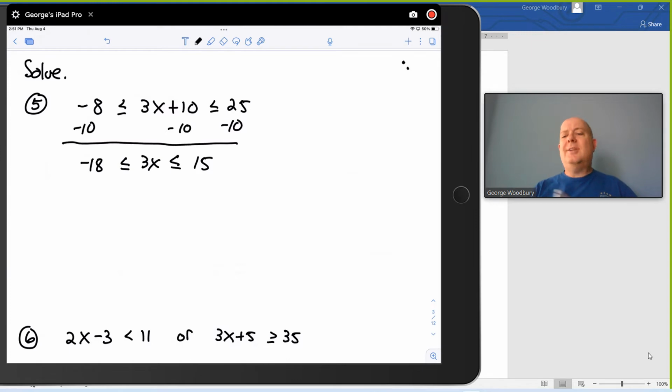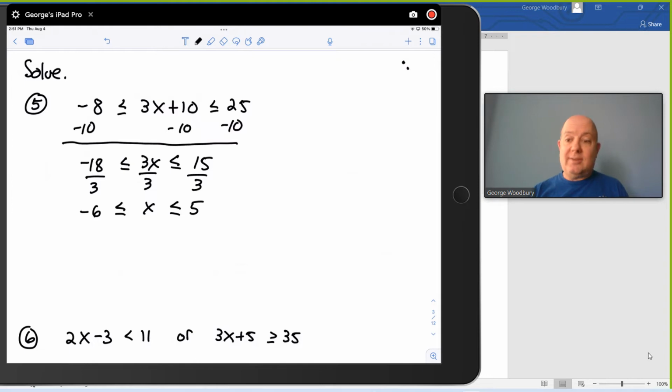And again, pretend like the negative 18 wasn't there. If you had 3x is less than or equal to 15, you would divide through by 3. We're going to do that for all three branches. And because we're dividing by a positive 3, we don't have to worry about changing the direction of the sign. We have negative 6 less than or equal to x less than or equal to 5.